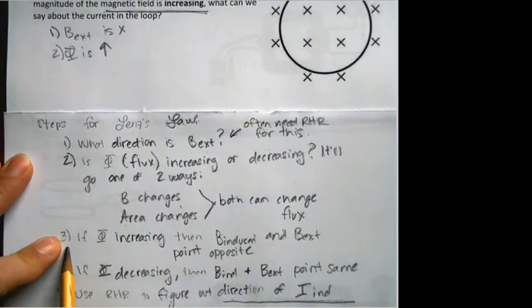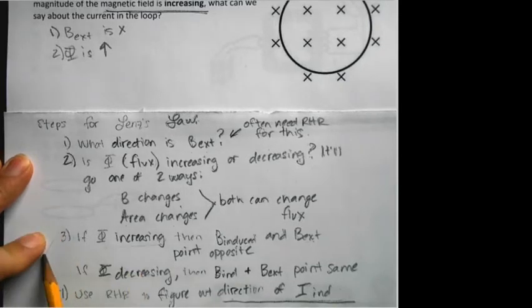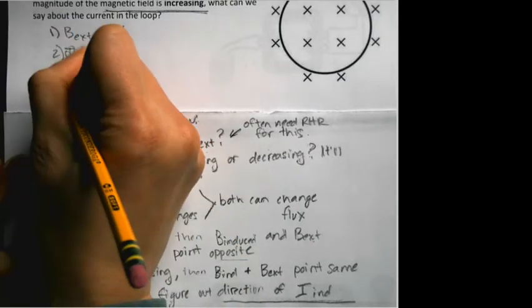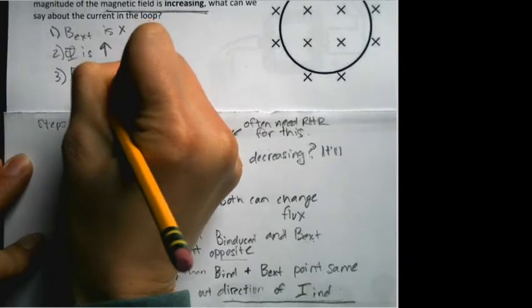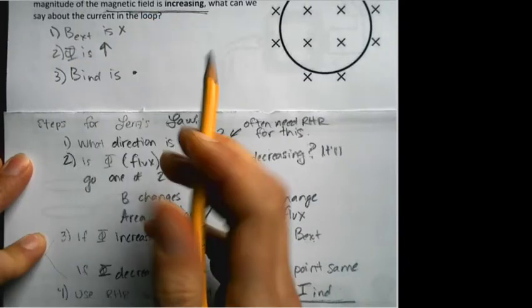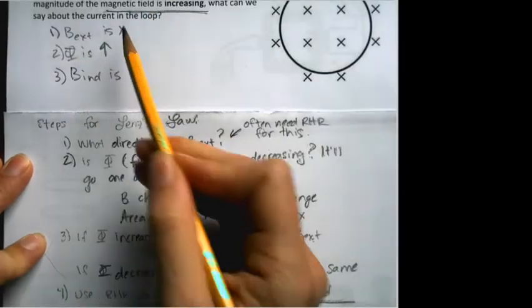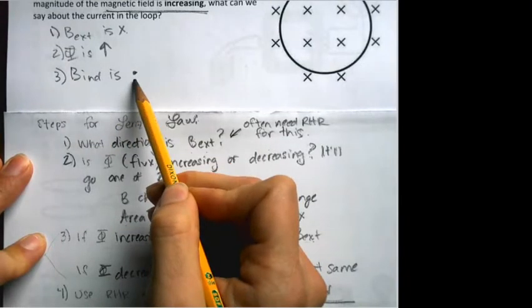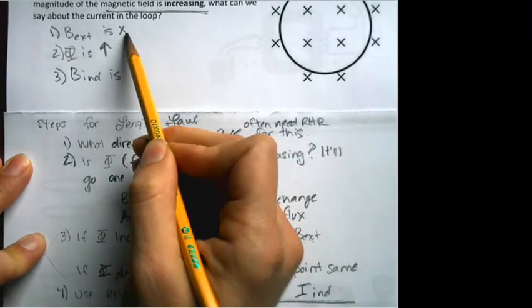Now we'll move down to the third step. If the flux is increasing, and that's where we are, then B_induced and B_external point in opposite directions. So this is the step in Lenz's law that says that the induced magnetic field will oppose the change. So we see that these two are opposite to each other. So B_induced is out of the page because B_external is into the page.